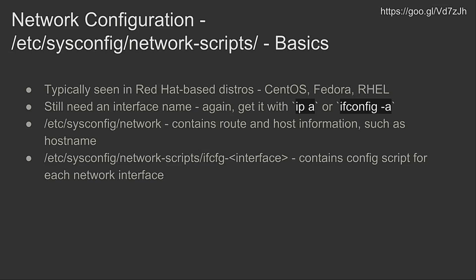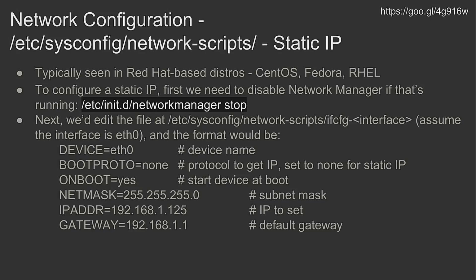So, moving on to Red Hat distros. Again, CentOS, Fedora, Red Hat. They do some things a little differently. I've actually been doing this a lot lately, and I kind of like it. It is in /etc/sysconfig/network-scripts, and you have to name the file ifcfg-interface name. It contains the configuration script for whatever the interface name might be.